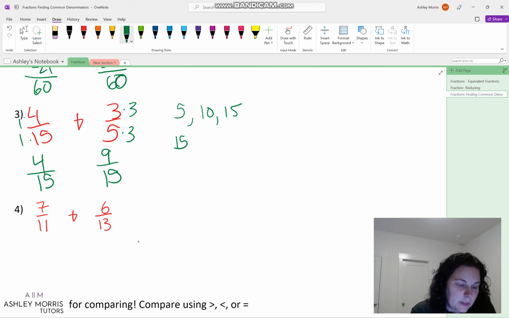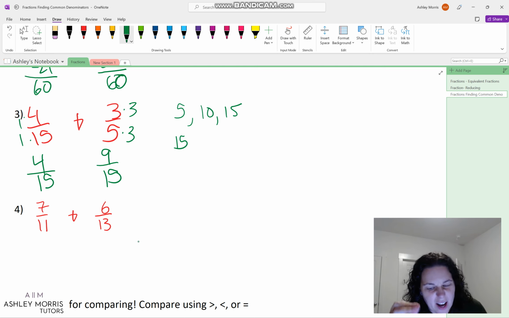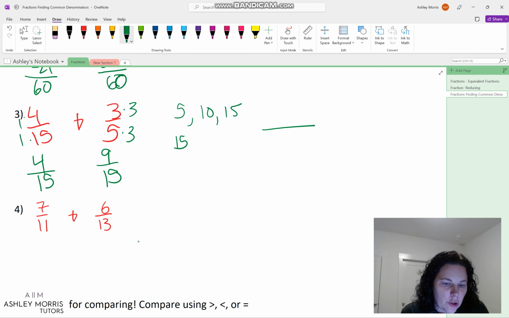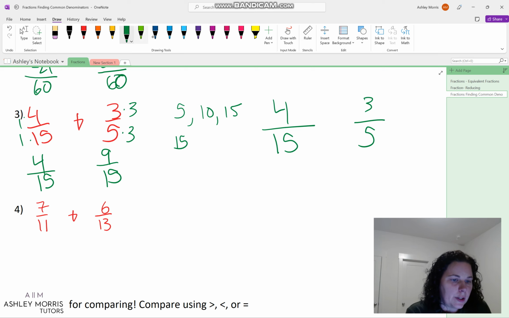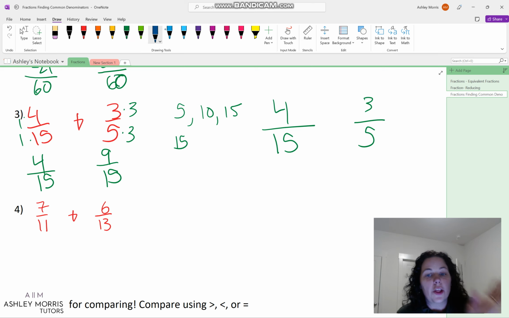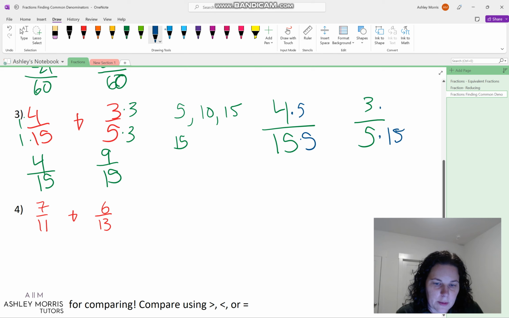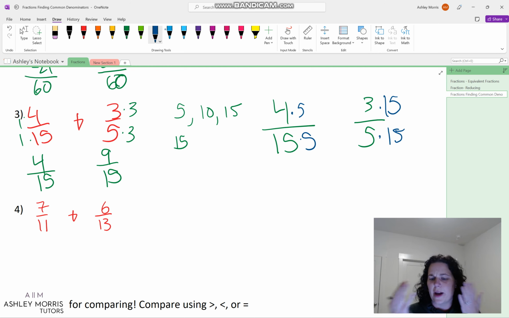3 times 3. Ta-da! Now, if all else fails and you cannot figure out what the least common denominator will be, you could take the other fraction's denominator and multiply top and bottom by that, and then take this one and do 15 times 15 on top and bottom. So you looked at the other fraction's denominator and used that on top and bottom of the fraction you're looking at, and you do that to both of them.